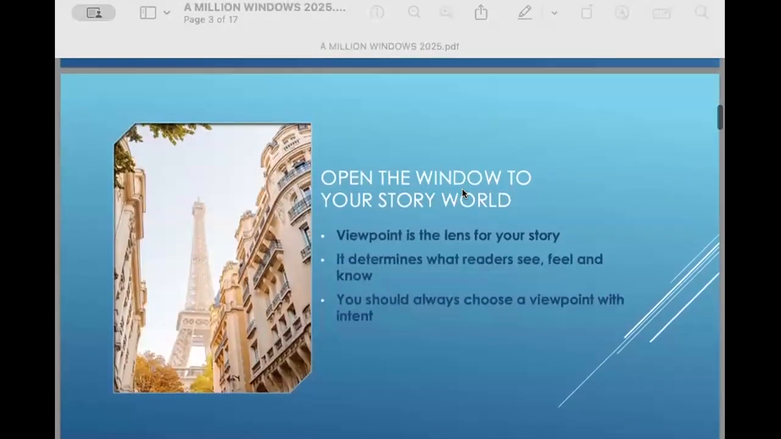So yes, how do we open the window to the story world? Viewpoint is really a lens for your story. It'll determine what readers see, feel, and know about the story and the characters in the story. The one thing I really want to impress is you should always choose viewpoint with intent. That word's very important because you need to know why you're using that viewpoint, why you have chosen that specific viewpoint to tell your story.